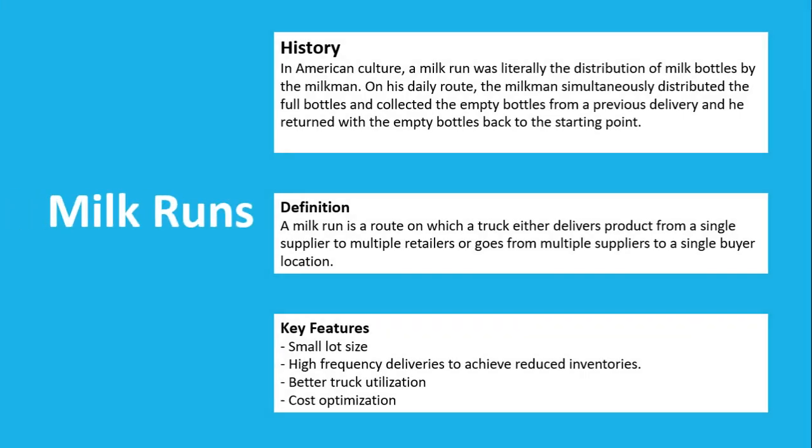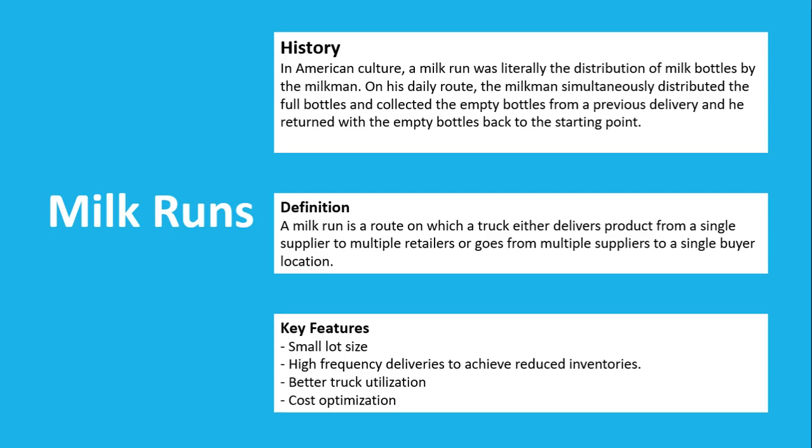Milk run is one of the most important methods to design a transportation network. When looking at the history of the milk run system, the meaning of milk run in American culture is that a milk run was literally the distribution of milk bottles by the milkman. On his daily route, the milkman simultaneously distributed the full bottles and collected the empty bottles from a previous delivery, and he returned with the empty bottles back to the starting point.